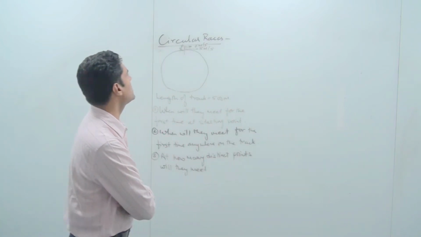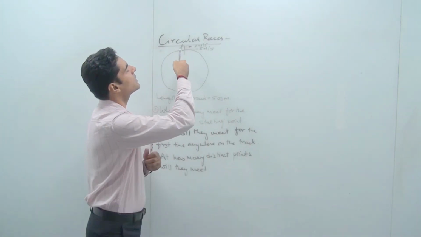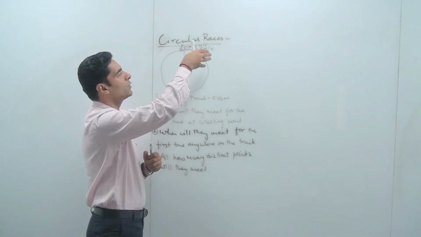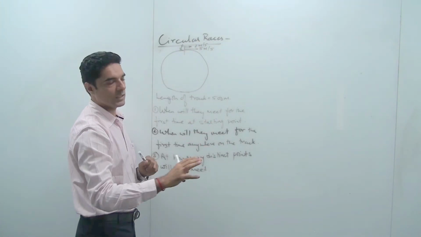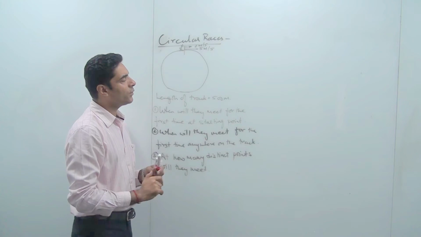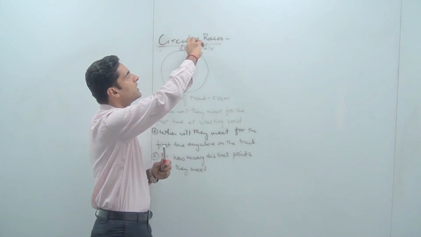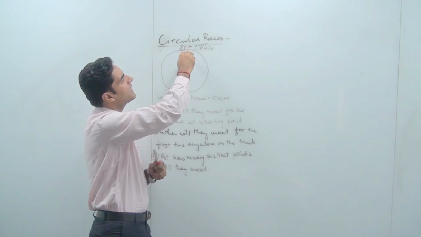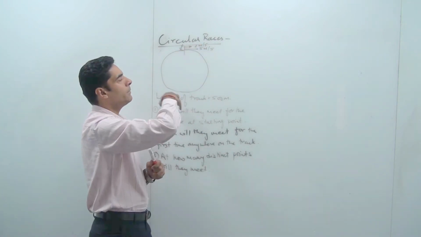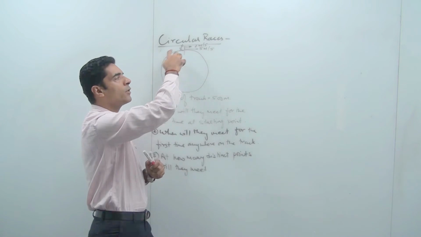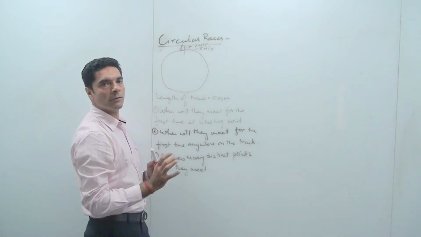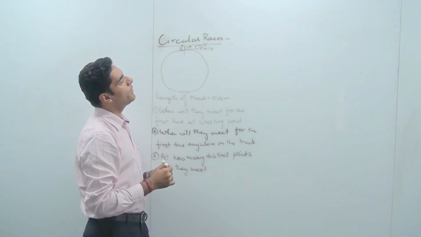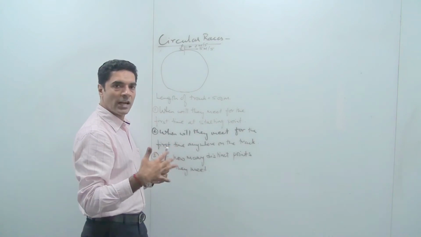So in a circular race, there can be 2 guys, 3 guys. They can either move in the same direction or in the reverse direction. But the kind of question that you will encounter will be, let's say there are 2 guys moving in the same direction. When is it that they will be meeting for the first time anywhere on the track? They can meet anywhere on the track for the first time. Or when will they be meeting for the first time at the starting point?